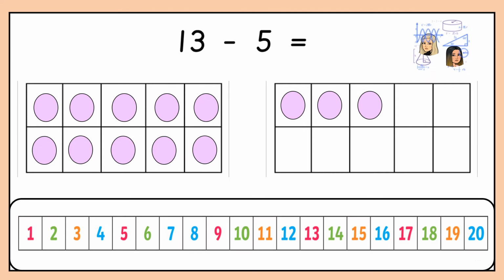Okay, let's see how many we have all together. I can see 10 on this 10 frame and 3 on this 10 frame. So 13 all together. 13, take away 5. Can you solve this by taking away an amount, so you're left with 10, and then working out how many more you need to take away? Once you've done that, press play and let's go through it together.